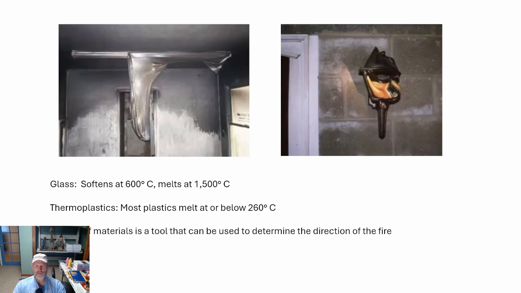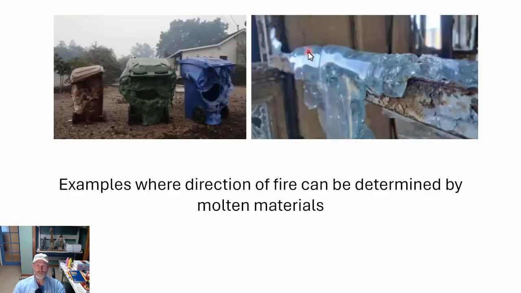Glass softens at 600 degrees Celsius and melts at 1500 degrees Celsius. So once again, that range we talked about. Most thermoplastics melt at or below 260 degrees Celsius. Not always the case. There are a lot of specialized plastics that are 100 degrees more than that. Be clear, melting of materials is a tool that can be used for determining the direction of a fire. It's not necessarily going to give you a telltale sign of an origin, so you have to apply it with multiple tools.